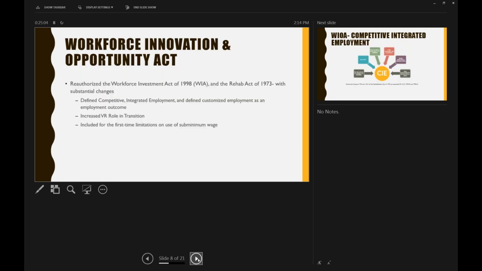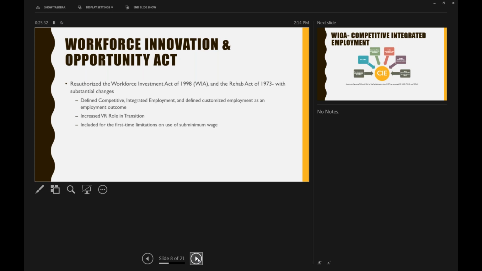Okay, so here we are, fast forwarding to 2014, and we're talking about the Workforce Innovation Opportunity Act. This was written into law in July of 2014, which reauthorized the Workforce Investment Act of 1998 and the Rehab Act. But it had some substantial changes to it, which I'm sure many of you are very familiar with.